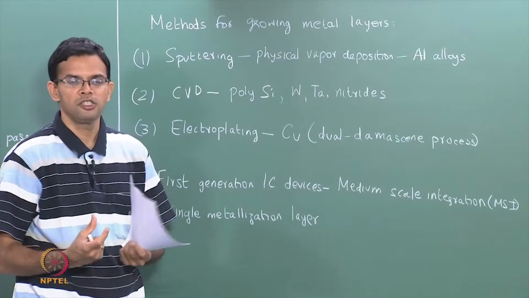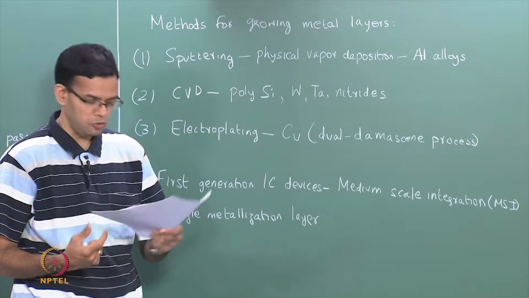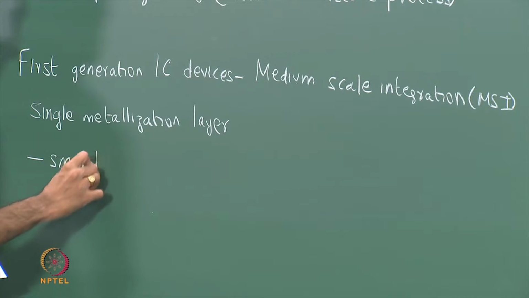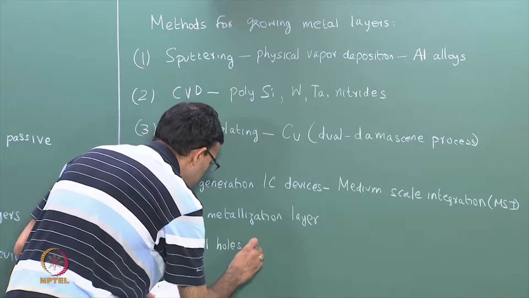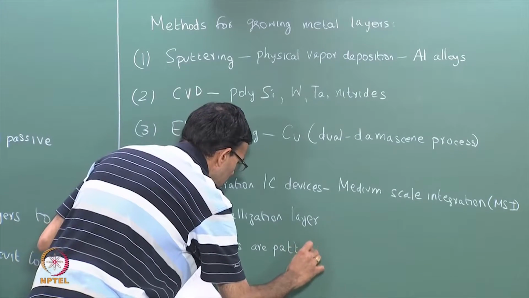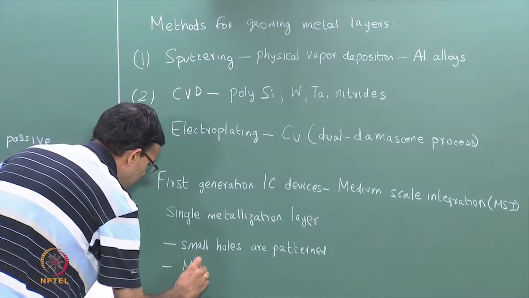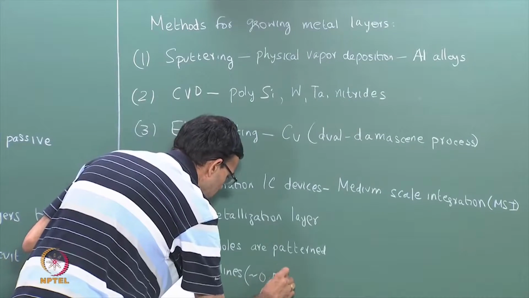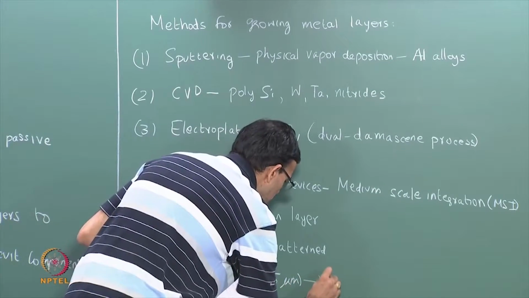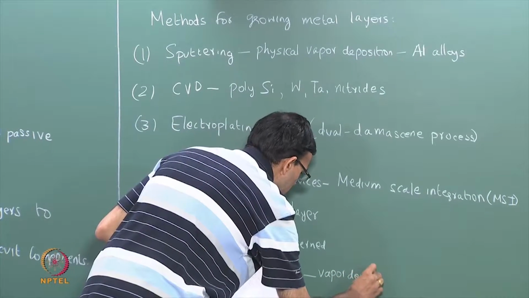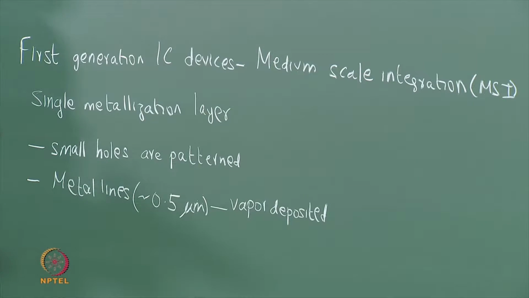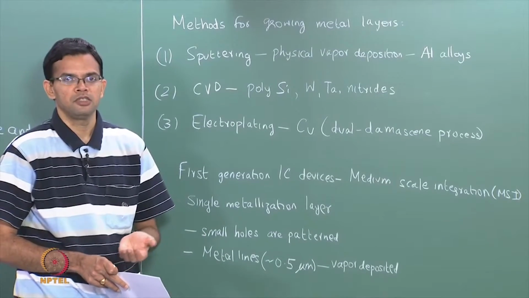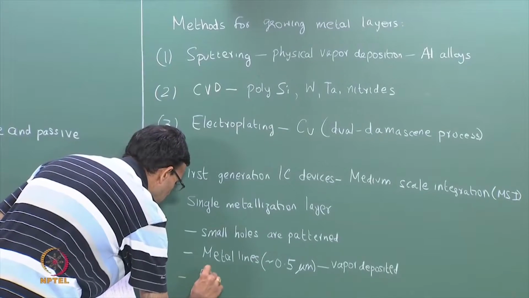In this process, small holes, called contact holes, are first patterned onto the wafer, usually using a mask, and there will be an oxide passivation layer. Small holes are patterned. Metal lines approximately 0.5 microns, or 500 nanometers, thick were vapor deposited. Aluminum was the material that was used for the first generation of IC devices. It is possible to vapor deposit aluminum, usually using thermal evaporation or sputtering. After this, the excess metal was removed along with the photoresist.